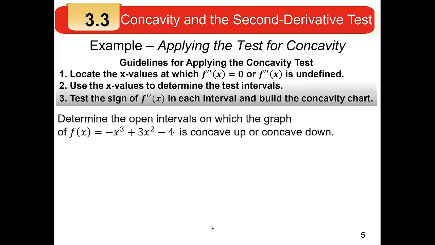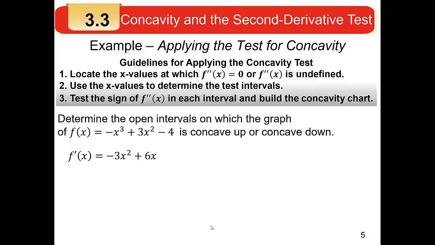Suppose I ask you to find the open intervals on which the graph of f of x equals minus x cubed plus 3x squared minus 4 is concave up or concave down. This is a simple polynomial function. As we've talked about all semester, whenever you're dealing with polynomial functions, everything works out nicely. Derivatives are easy. There aren't any values where the derivatives are undefined, so you don't have to worry about that, only where the derivatives are 0. So a polynomial function is the perfect example to start off with as being a very basic problem to see if you understand the concept.